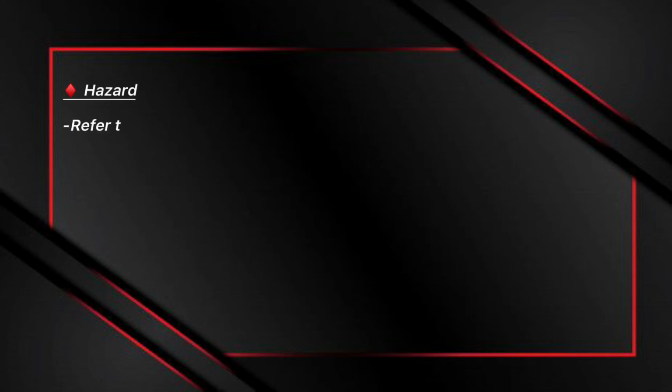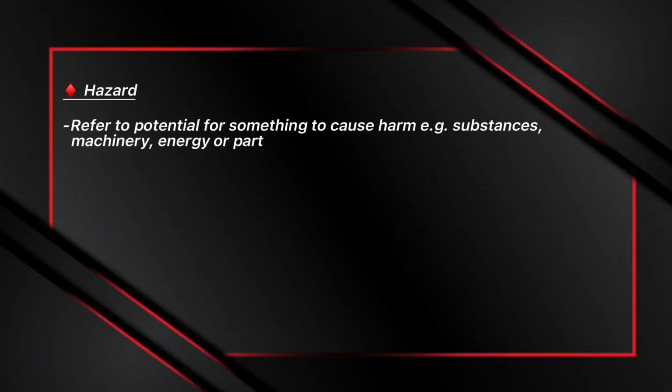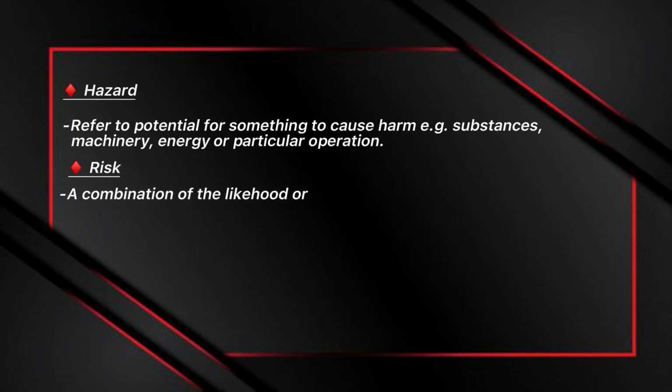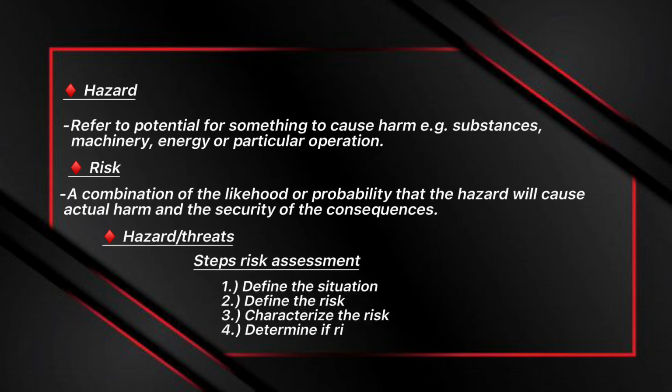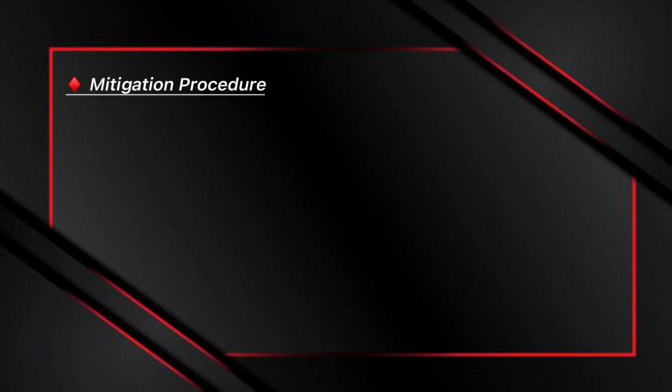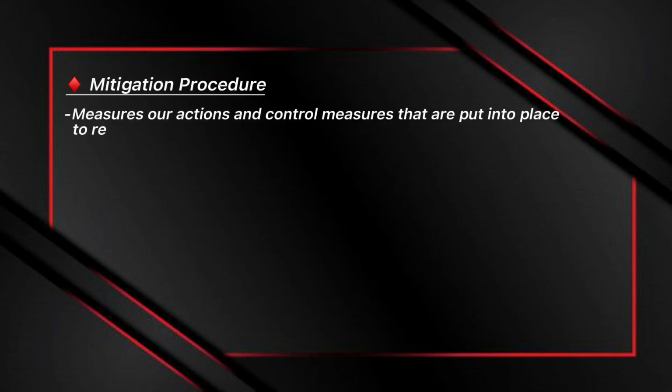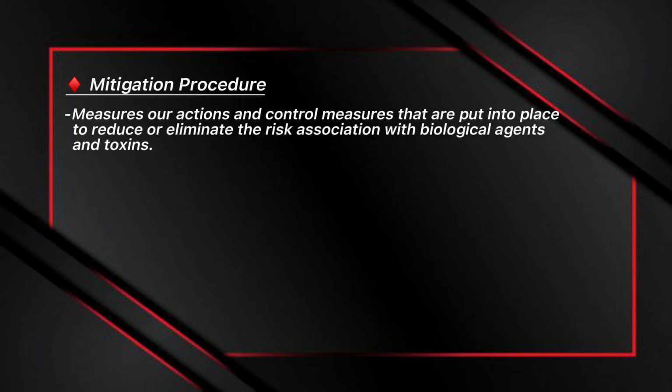Hazard refers to the potential for something to cause harm: substances, machinery, energy, or a particular operation. Risk: a combination of the likelihood or probability that the hazard will cause actual harm and the severity of the consequences. Hazards or threats, steps in risk assessment. Mitigation procedure: measures are actions and control measures that are put into place to reduce or eliminate the risk associated with biological agents and toxins.